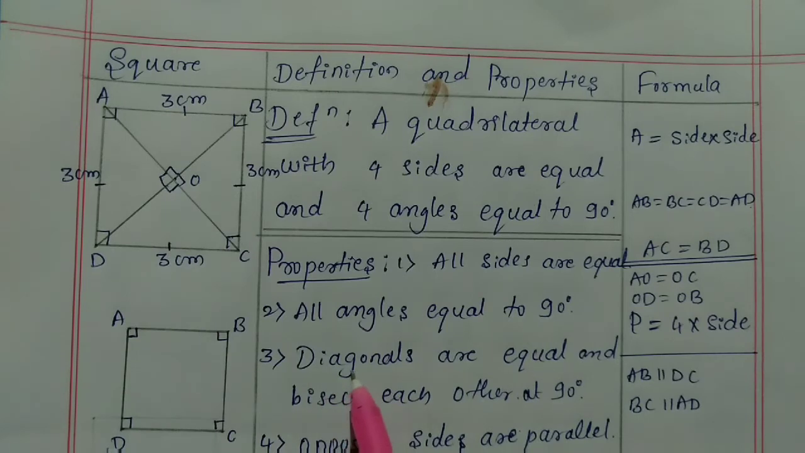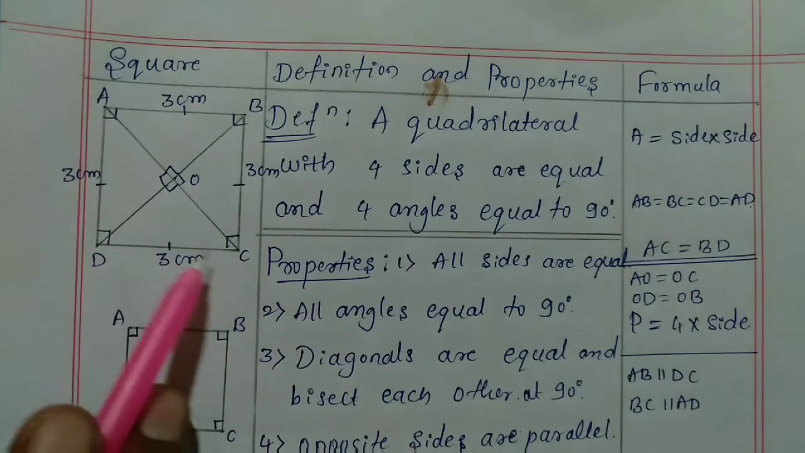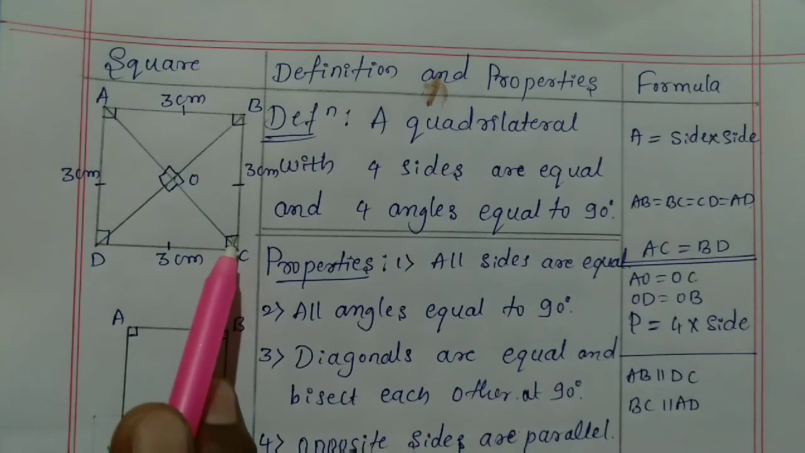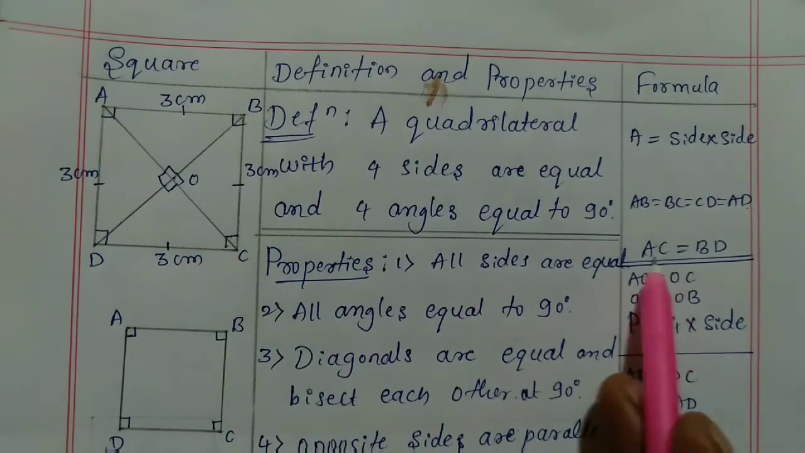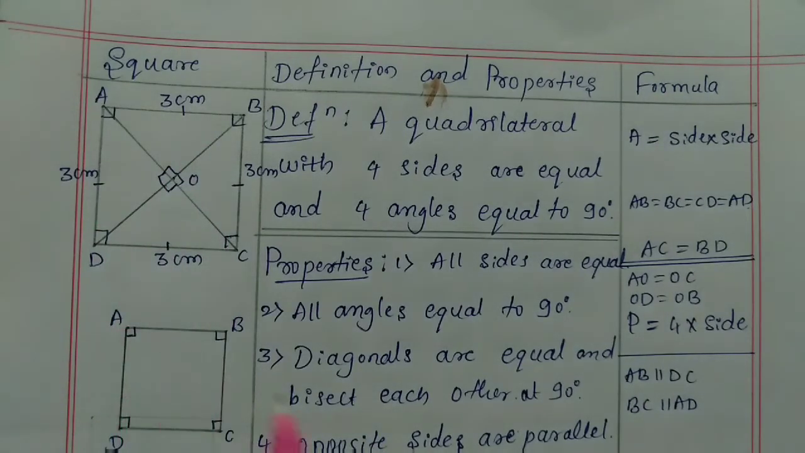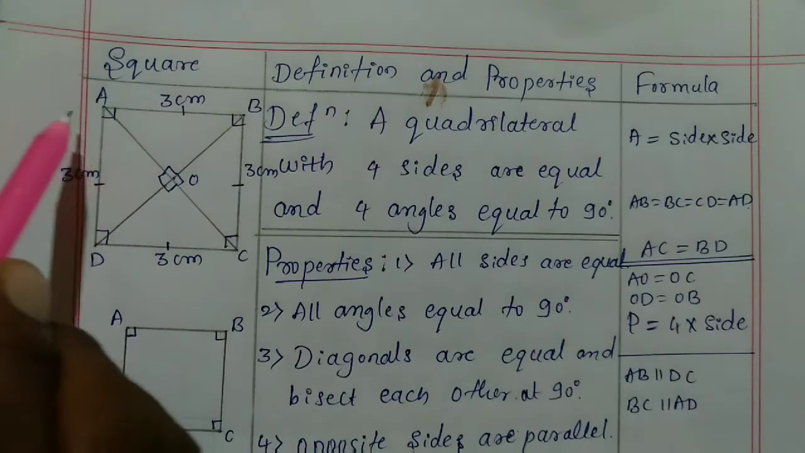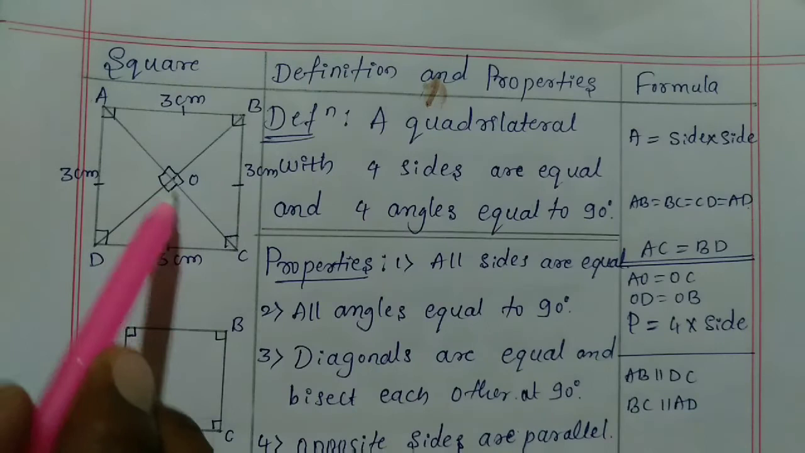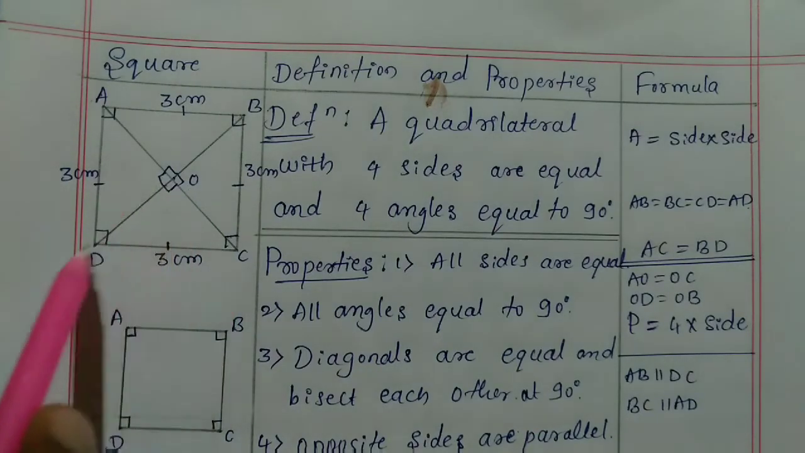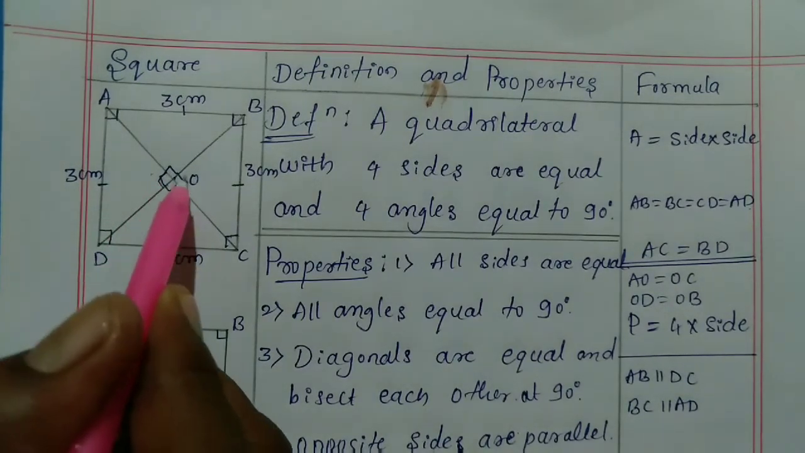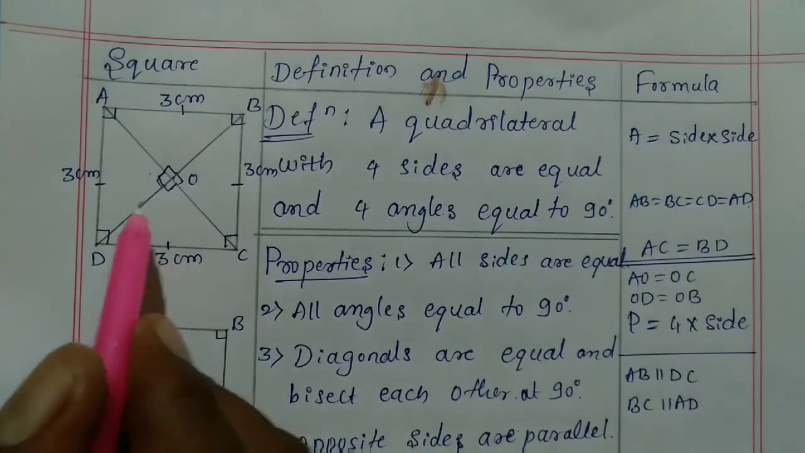Next, the third one is diagonals are equal and bisect each other. So here AC is a diagonal and BD is a diagonal. These two diagonals are equal. So you can write here AC equal to BD because these two diagonals are equal, and they also bisect each other at 90 degrees. So the angle between AO and BO is 90 degrees, and BO and OC is 90 degrees. Similarly CO and OD is 90 degrees, OD and AO is also 90 degrees. So these four angles are right angles, right?